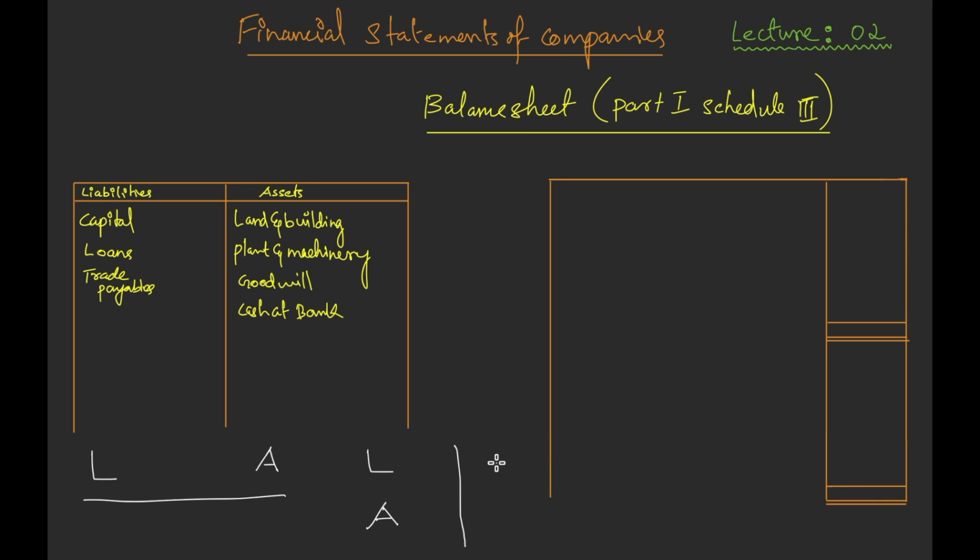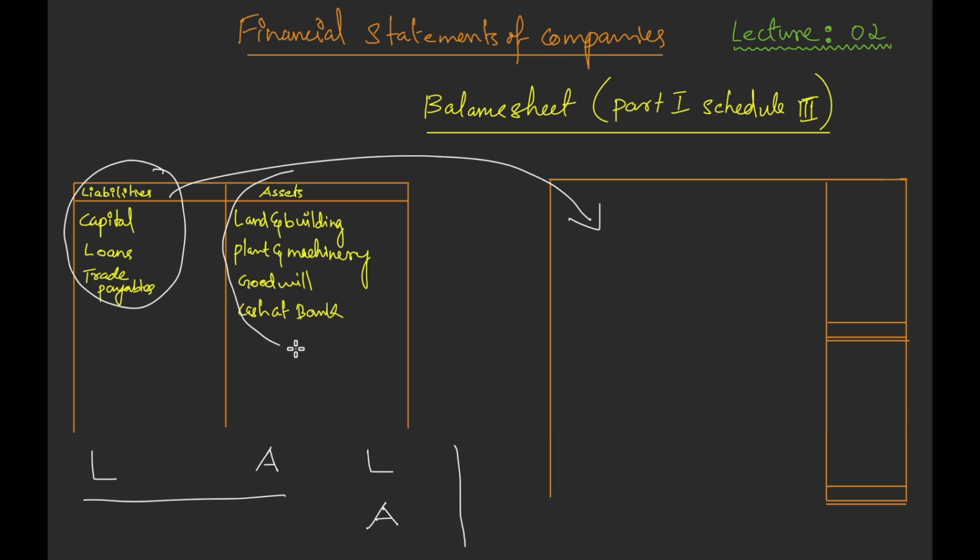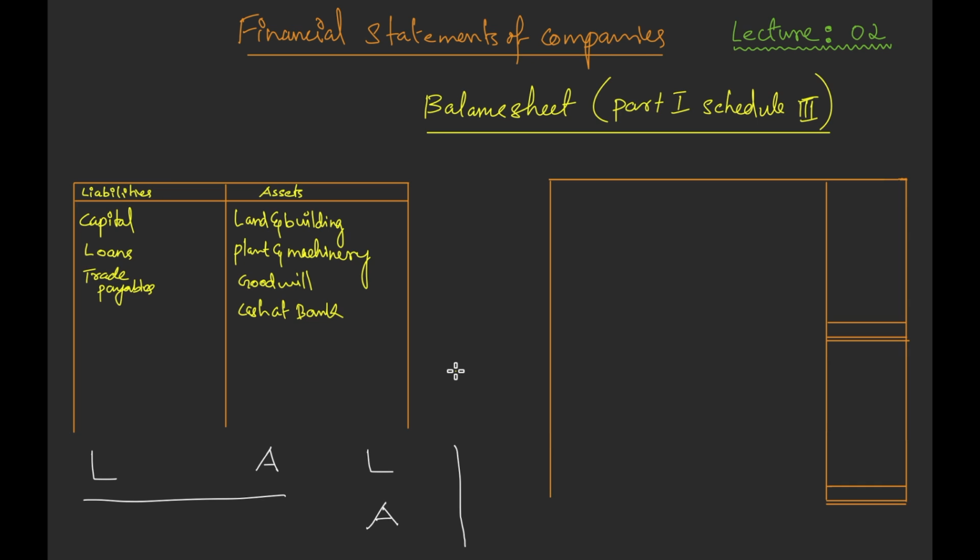So how do we prepare the balance sheet of a company? What we do is we first record these items on the top side, and on the bottom side we record these items, that is assets. So this is the structural change in the format of the balance sheet of sole proprietors and companies. And while recording items in the balance sheet of companies, we have to follow some sequence or order which is prescribed under the Act. So let's learn that.